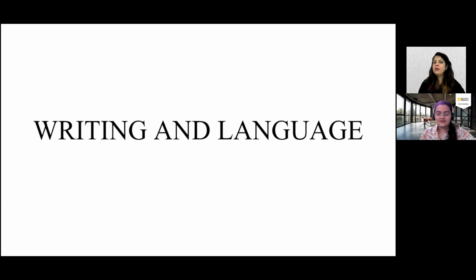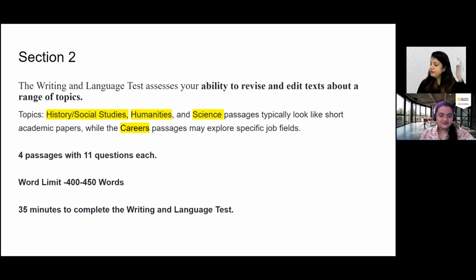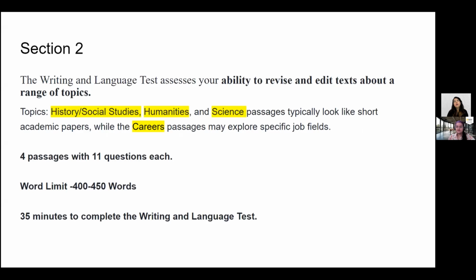First of all, how many questions would be there in this section is really important. What is the time limit, right? And then what kind of passages? Again, because English is a test here also.